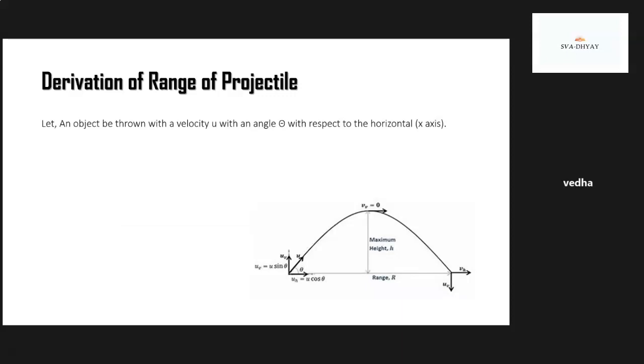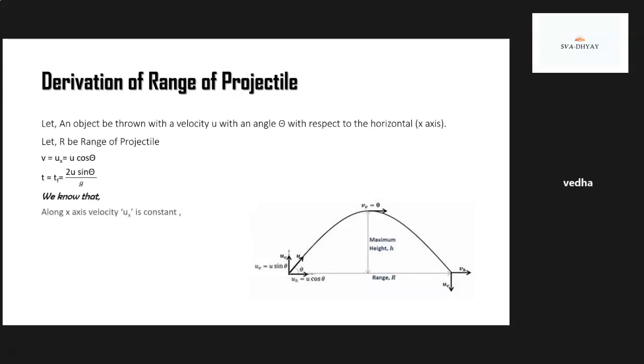Now let's derive range of projectile. Let an object be thrown with a velocity u with an angle theta with respect to horizontal x-axis. Let r be range of projectile. v is equal to ux is equal to u cos theta. Time of flight is equal to 2u sin theta by g.